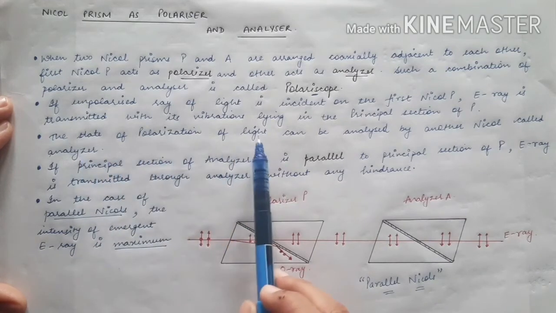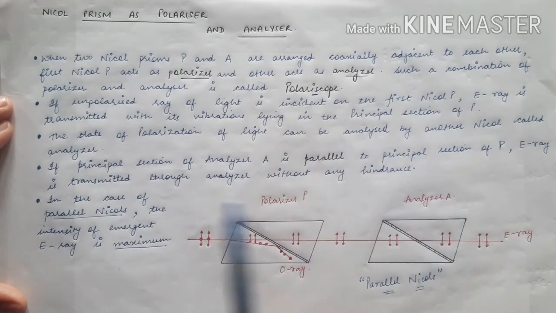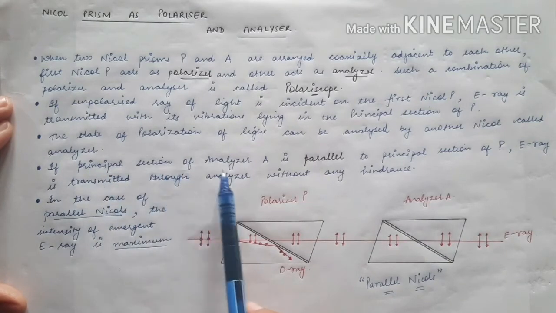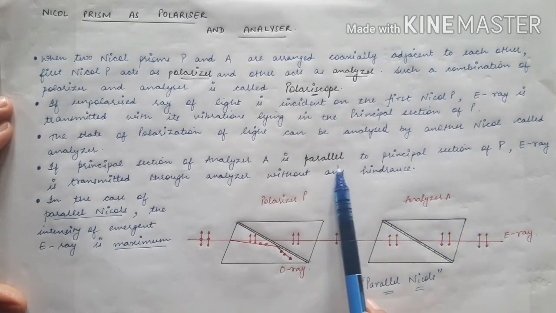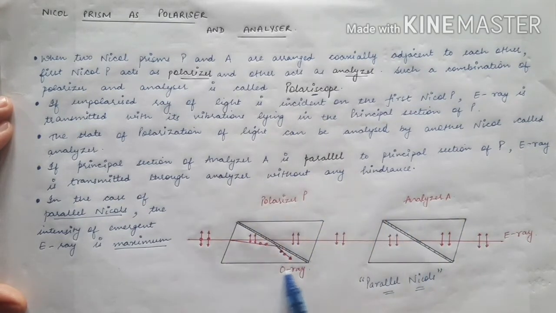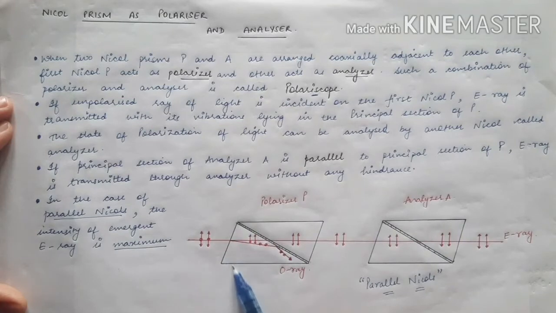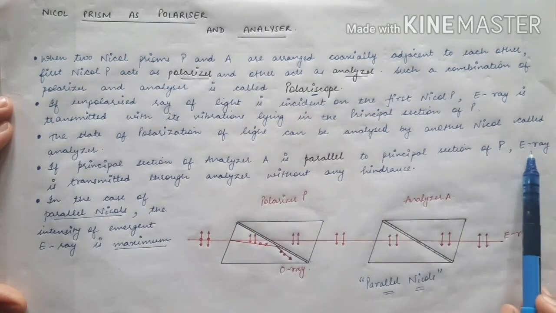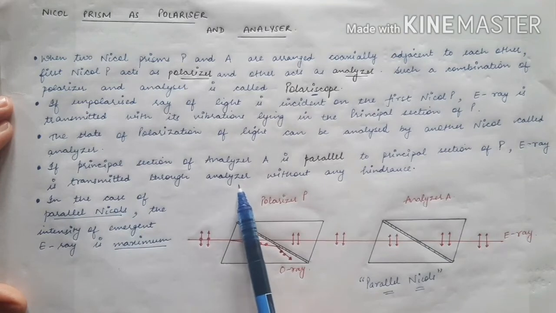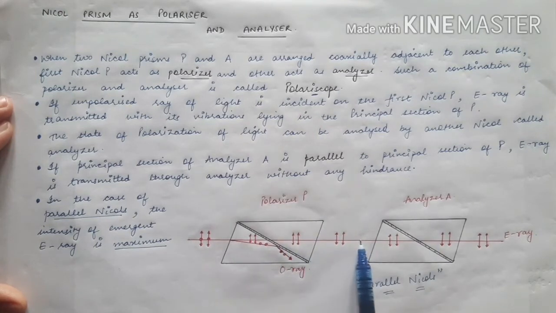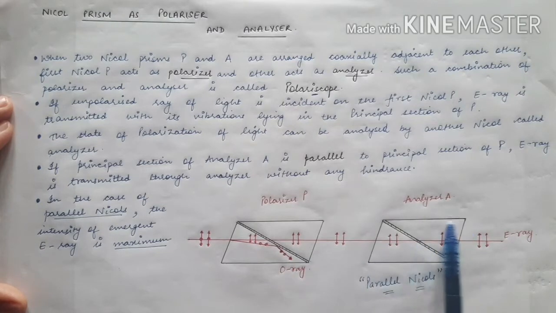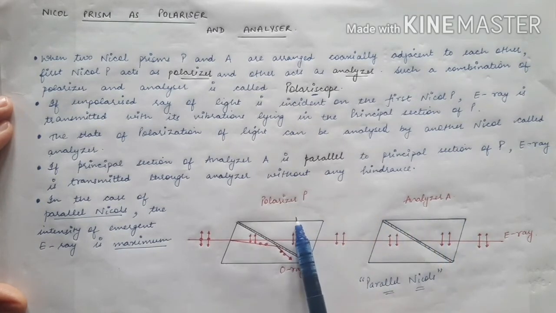So the state of polarization of light can be analyzed by another Nicol, which is called the analyzer. Now, if the principal section of analyzer A is parallel to the principal section of the first Nicol prism, the polarizer, the E ray is transmitted through the analyzer also. This polarizer transmits only the E ray, and this E ray falls on the second Nicol prism, whose principal section is kept parallel to the principal section of the first Nicol prism.